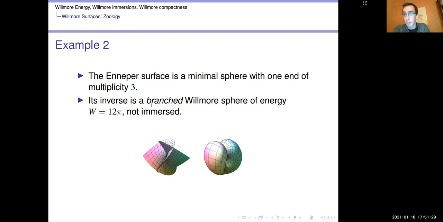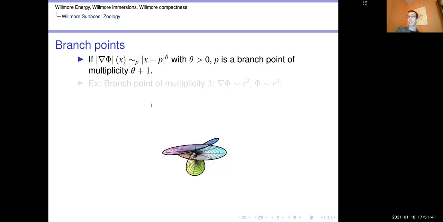So it's not going to be an immersion. Nabla phi will cancel out at this point. So this is what I said at the beginning. We will need to relax the condition of immersion in order to consider these kinds of examples. And to relax it, we're going to introduce branch points.